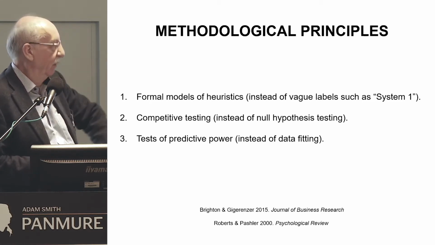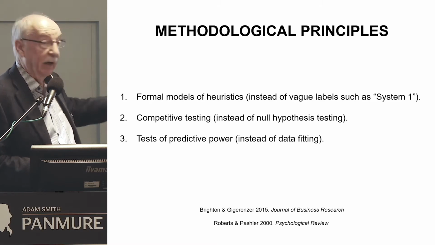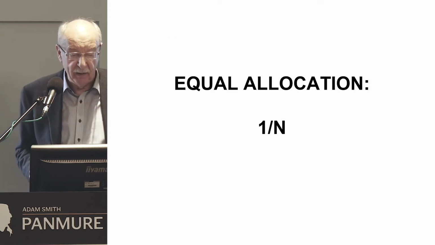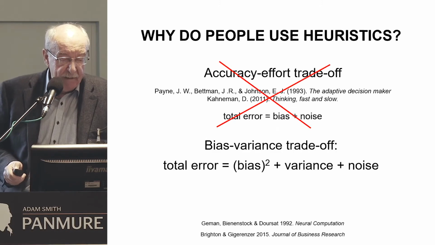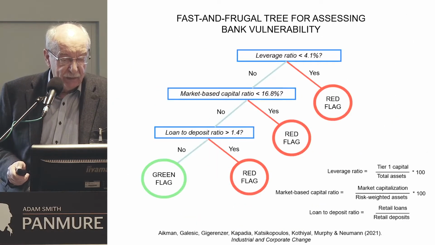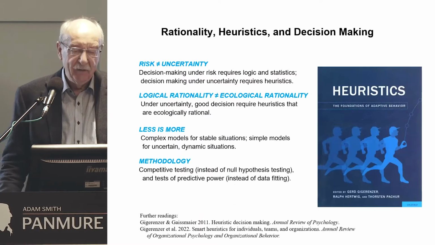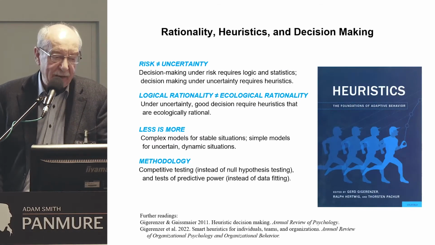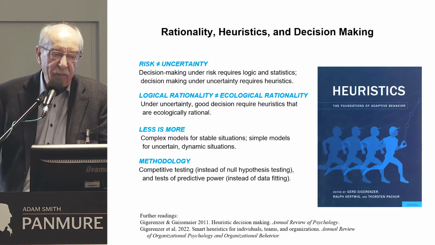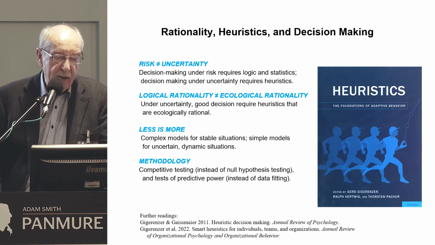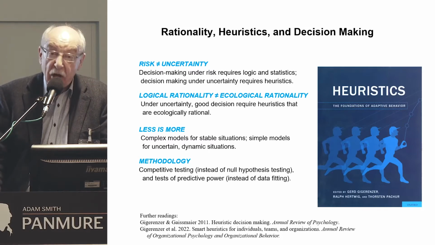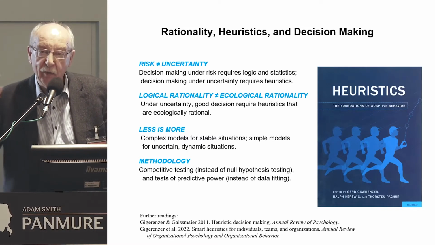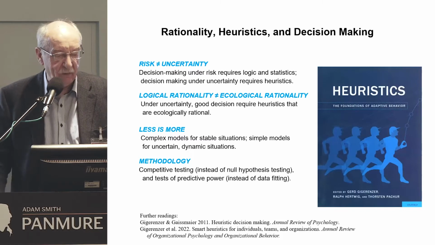Okay, then let me just wrap up. Competitive testing, as you have seen, and test of predictive power, as Milton Friedman said. I was talking about the difference between risk and uncertainty. Decision-making under risk requires logic and statistics, but under uncertainty requires more. And logical rationality is not the same as ecological rationality. Ecological rationality is about the success in the world. Logical rationality is about consistency.